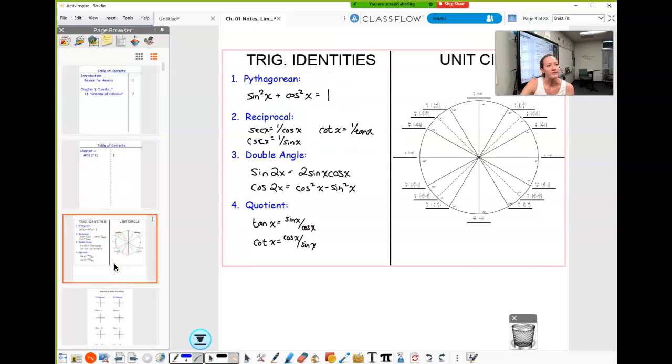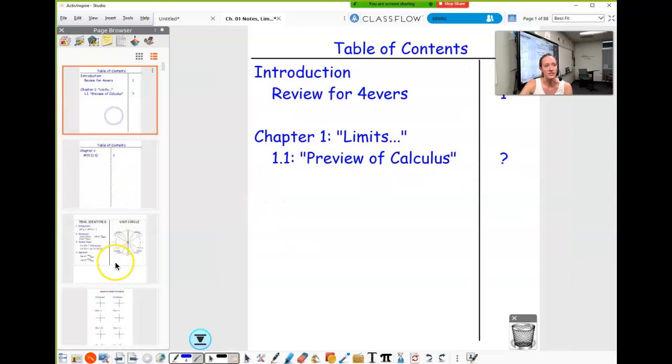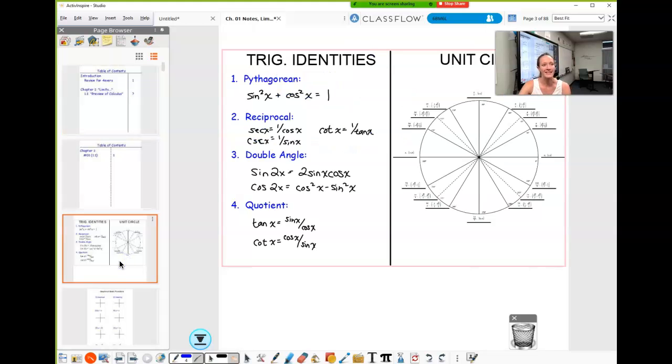And so after that, if you want to take another picture, this is technically the first page of notes. Underneath introduction and review for forevers, there are a couple forever cards that are technically pre-cal content, and this is one of them. So it's really from your summer packet, in that it's like trig identities, which is not on the quiz today, and the unit circle. The unit circle is on the quiz today.